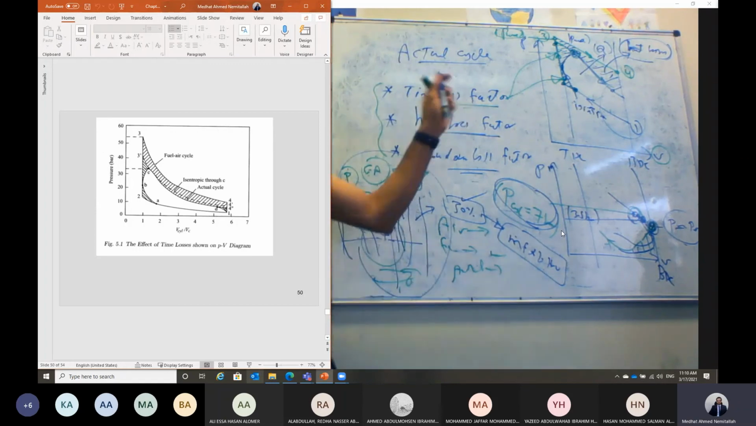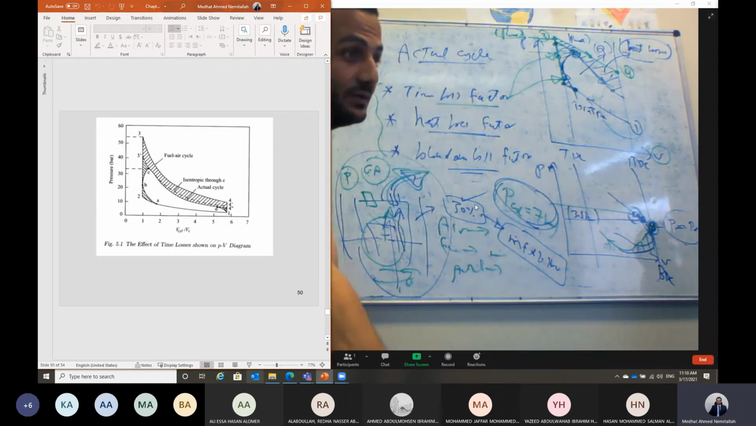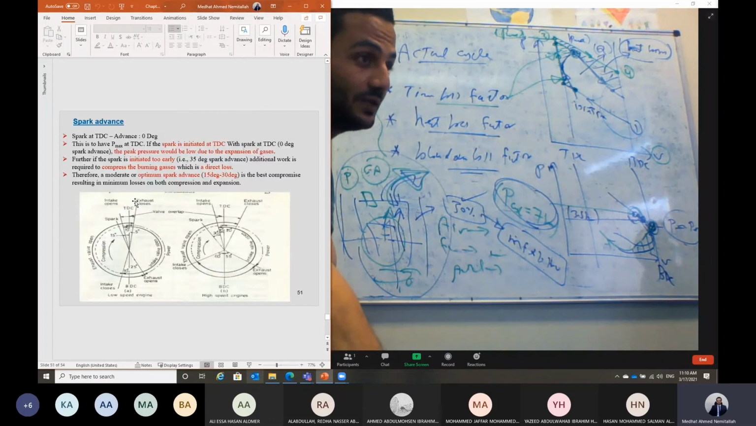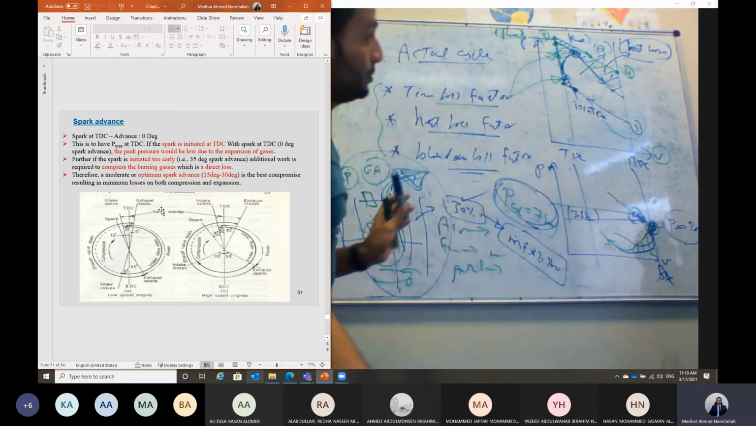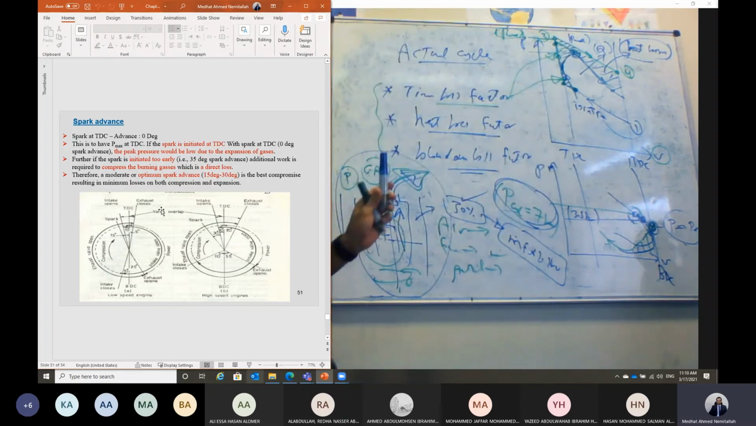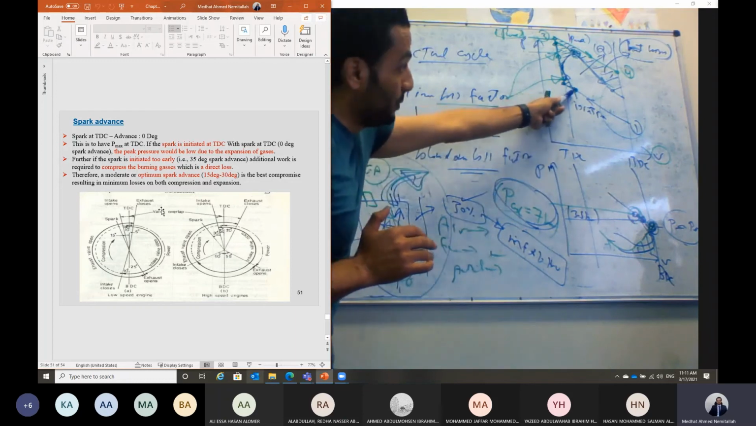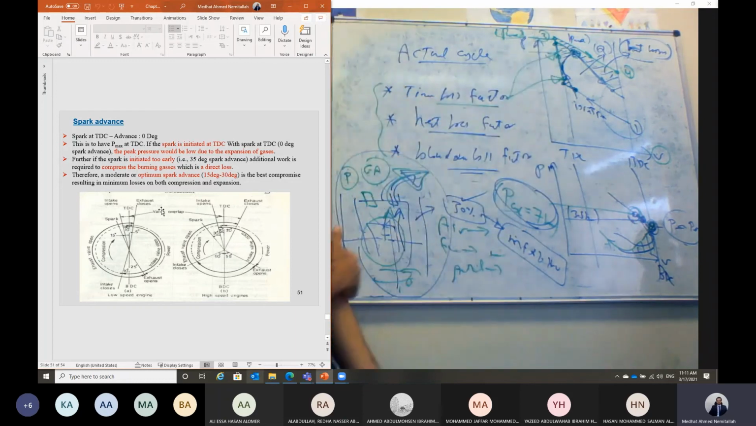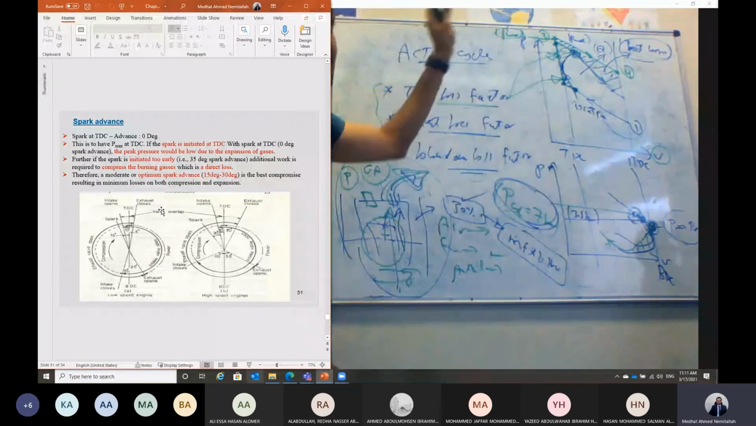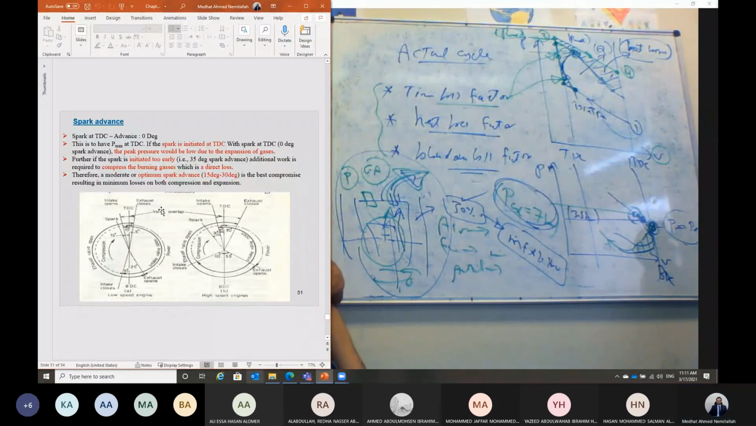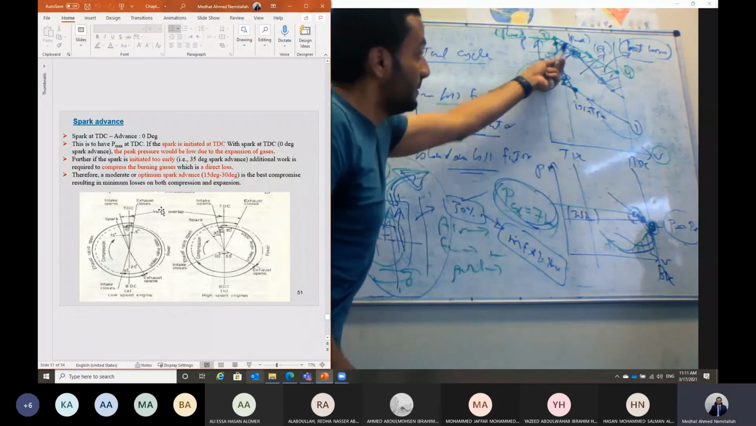But what about the time loss factor? I didn't talk about this. This one, as we said, is due to progressive combustion. The combustion takes place before the bottom dead center, and it needs time to take place. We said based on that the maximum cycle pressure will be less than the case of the fuel air cycle. But is there a way to try to raise the maximum cycle pressure here?